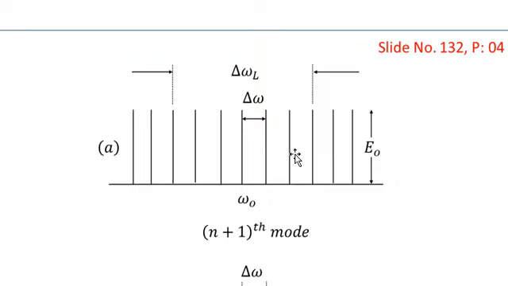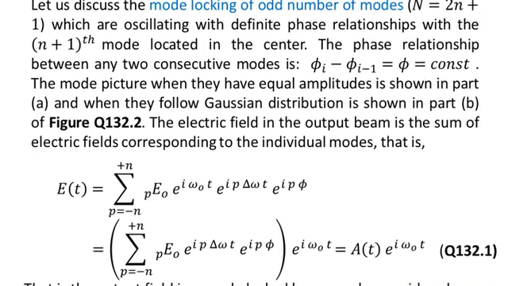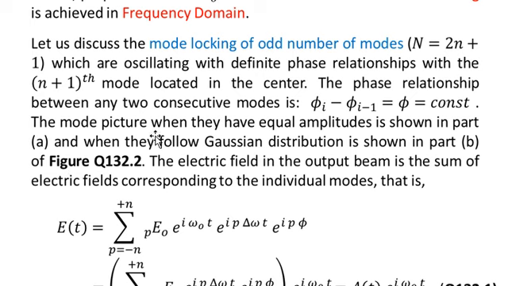So first of all, we shall discuss the case with equal amplitudes. The mode picture when they have equal amplitudes is shown in part A, and when they follow a Gaussian distribution is shown in part B of figure number 2, which I have just discussed. The electric field in the output beam is the sum of the electric fields corresponding to the individual modes. We are finding the resultant amplitude by adding the individual electric fields corresponding to each mode. And this addition of the electric fields is due to the fact that there is a fixed phase relationship.